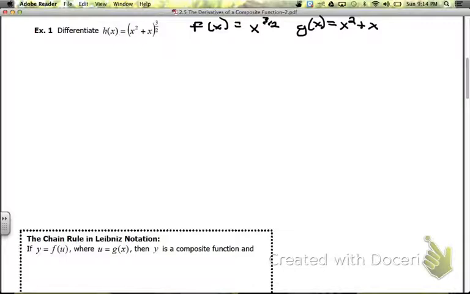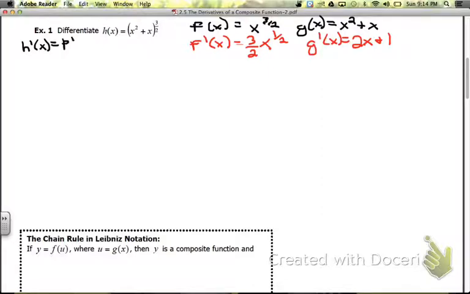So now let's take the derivative of each. So f prime of x is going to be equal to 3/2 x to the power of 1/2, and our g prime of x is going to be equal to 2x plus 1. So now we're going to use the fact that we know what our chain rule is, and we know that our h prime of x is just going to be equal to our f prime of g of x times g prime of x.